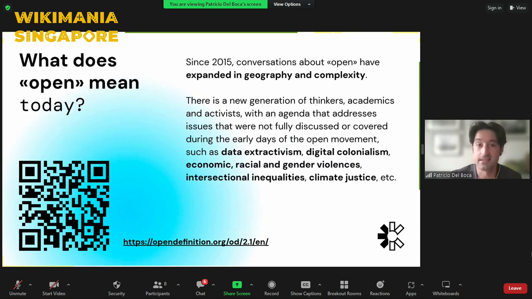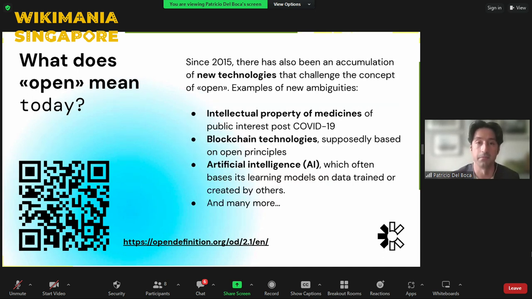But since 2015, the conversation about open has expanded both in geography and complexity. The world in 2015 was completely different from what it is now. There is a new generation of thinkers, academics, and activists with an agenda that addresses issues that were not fully disclosed when we first started discussing what open means. The world has changed so much that concepts like data extractivism, digital colonialism, racial and gender violence, or even climate justice were not taken into consideration when we were first discussing open. So we think it's time to revisit the definition, having all these things in mind.